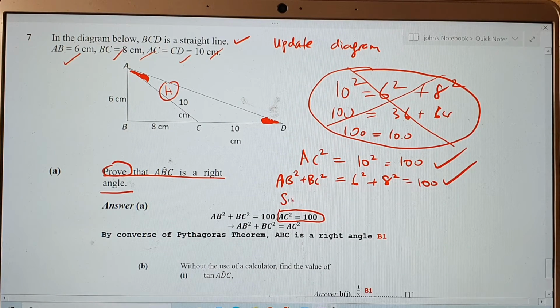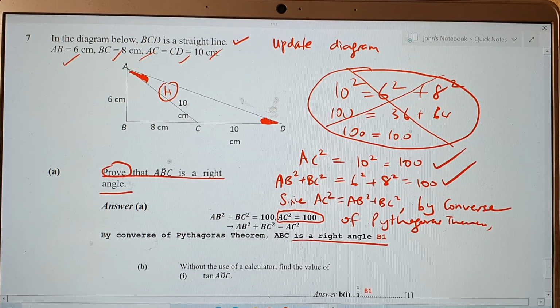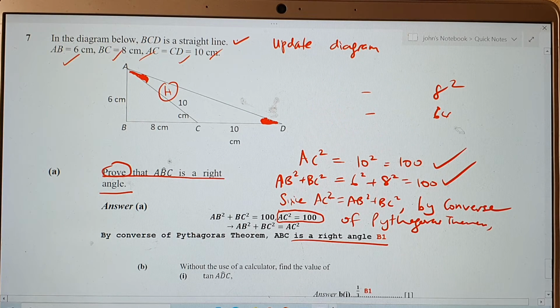Then you just say, since AC square equals AB square plus BC square, that means the hypotenuse squared is equal to the sum of the squares of the two other sides, then by the converse of Pythagoras' theorem, ABC is a right angle. Finish. So that's how you do it. This one is not acceptable. That's how you do this particular part.